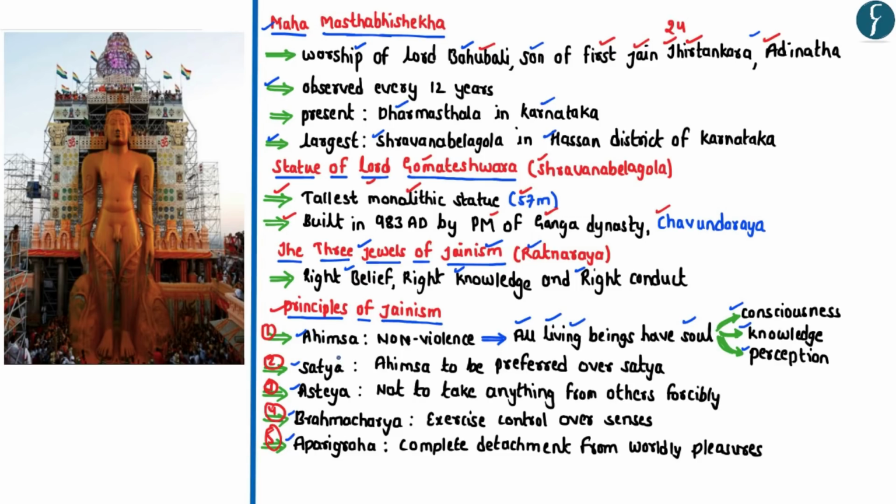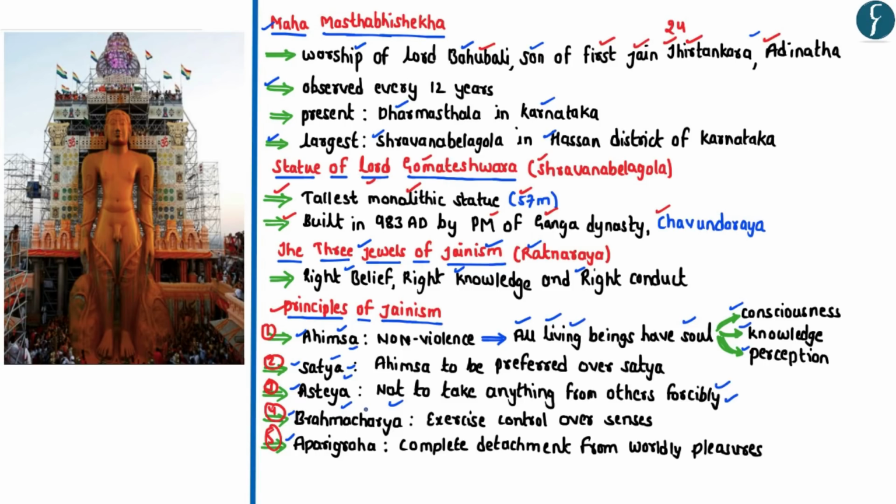The second principle of Jainism is the principle of Satya or that of truth. Here it is to be noted that Jainism has given preference to ahimsa over that of Satya, which means that if a person has to say the truth and if such truth may lead to violence, in such cases it is best if the person observes silence because his silence would lead to ahimsa or non-violence. The third principle is asteya, which means that one should not take anything from others forcibly. Because of this principle of asteya, squeezing the wealth from others or exploiting the weaker sections is considered to be a sin in Jainism.